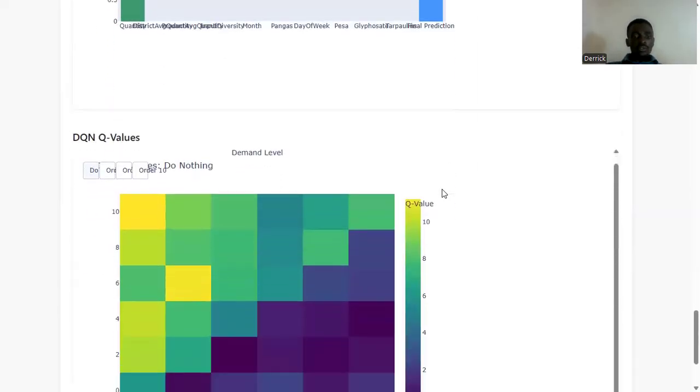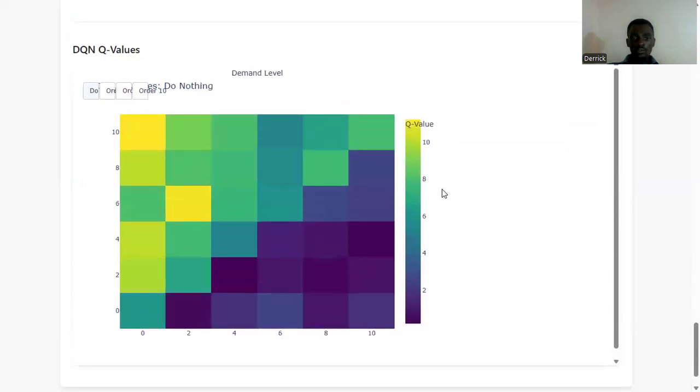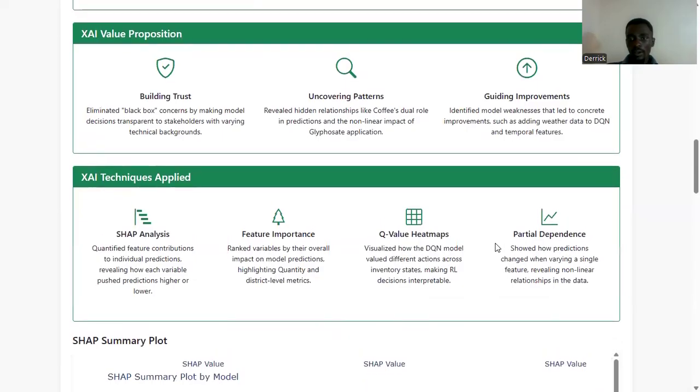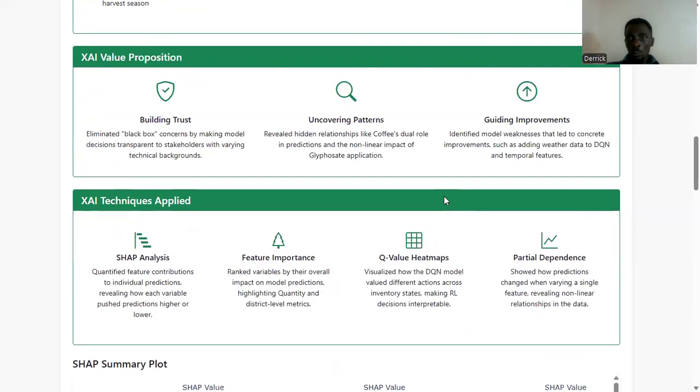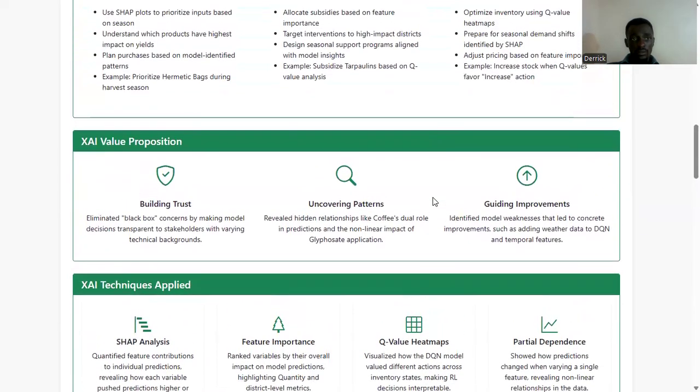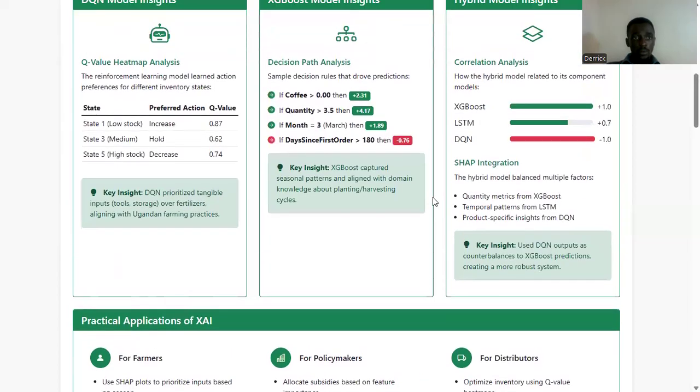Then to demonstrate how the DQN values, what we talked about here, whereby we said we visualized how the DQN model valued different actions across inventory states, and these are included here, where we tested the low stock increase, then medium hold, and then high stock decrease. So these are some of the states under the preferred action with our Q value.